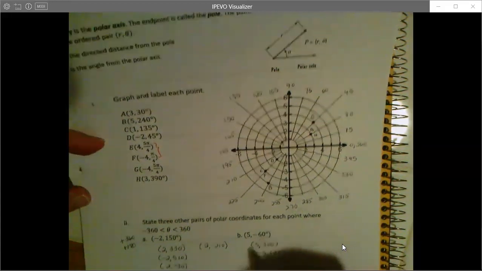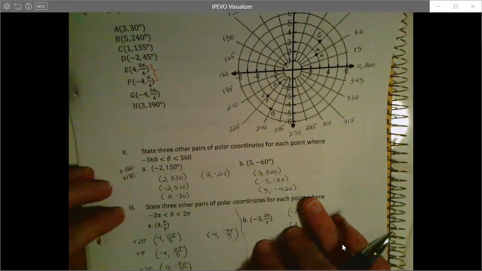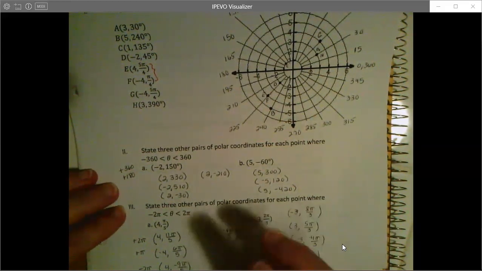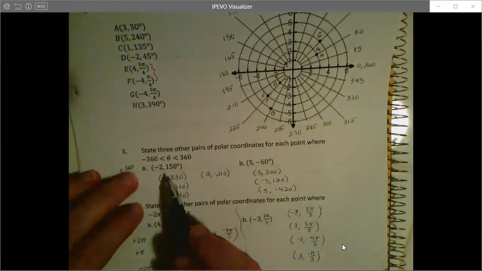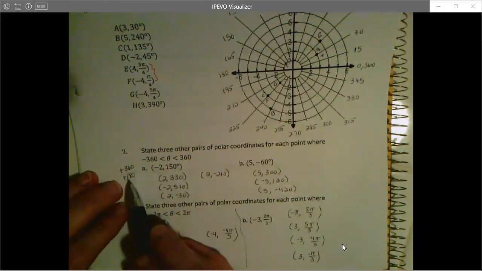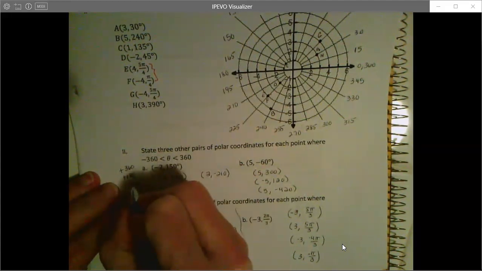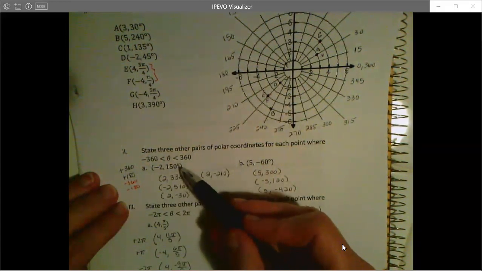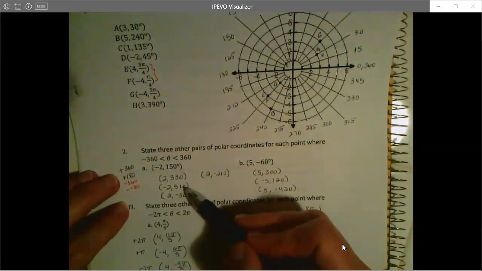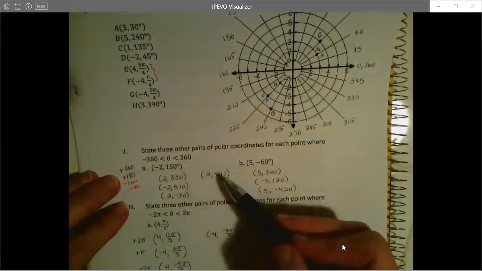For this next section, what they're asking you to do is give 3 other coordinates that represent the same point. So, negative 150. We're going to do this by adding 360 and adding 180 and subtracting 360 and subtracting 180. When I add 360 to this, I get 510. When I subtract 360 from this, I get negative 210.